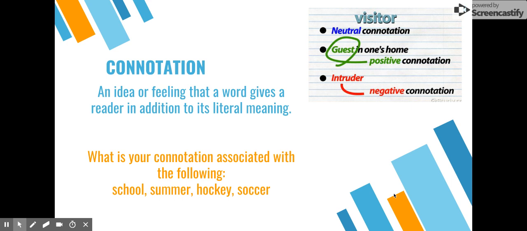Summer, most people have a positive connotation with that one. Different sports, you might have a positive or negative connotation. So if you think of the word visitor, that's pretty neutral. If you say a guest, it'd be a positive connotation, and an intruder would be a negative connotation. So words have, think about like a range from positive to negative. Some words are kind of right in the middle and neutral. Some words are a little positive or really positive, somewhere on that scale of connotation.